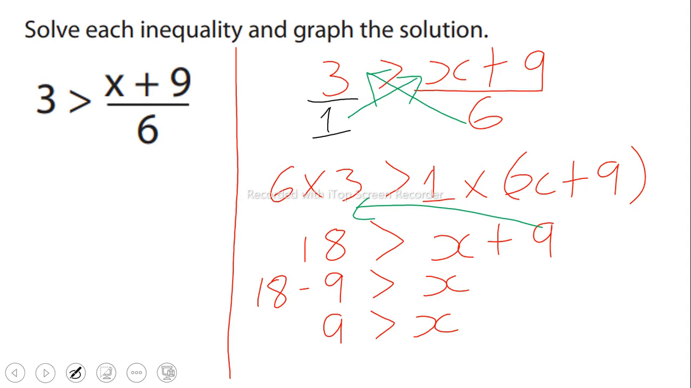Now we are going to place it in a way that we understand. This is saying that 9 is bigger than x. But if 9 is bigger than x, what does that mean about x? X is less than 9. So graph that, please. You have to do that last step. Graph it out on the x-axis and I want to see the solutions that you get. X is less than 9.